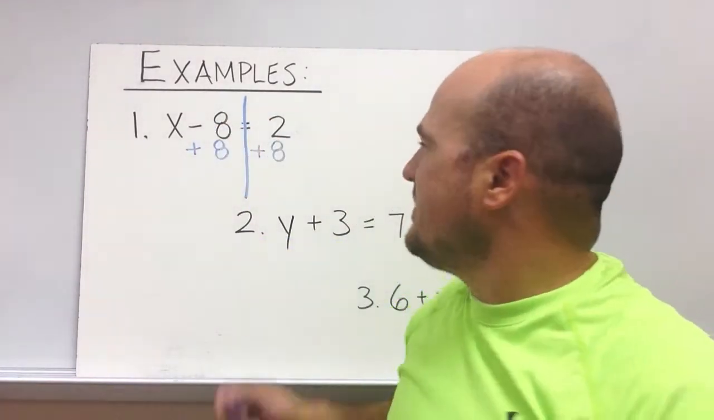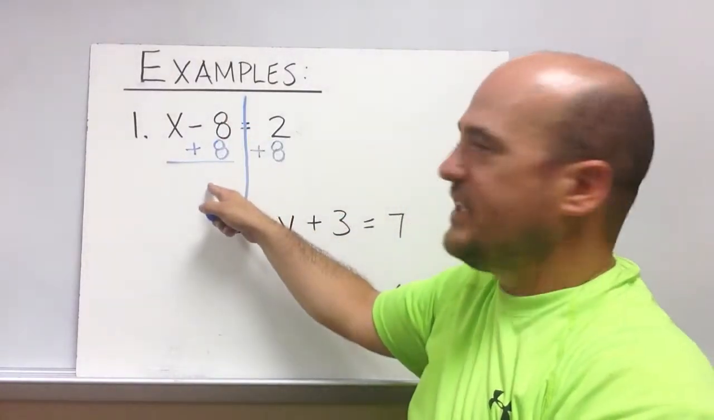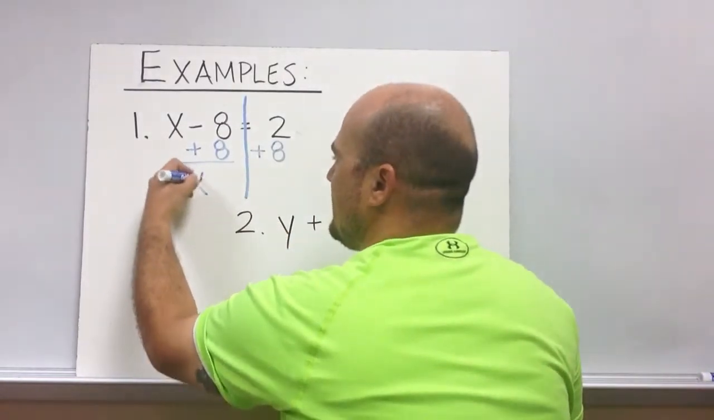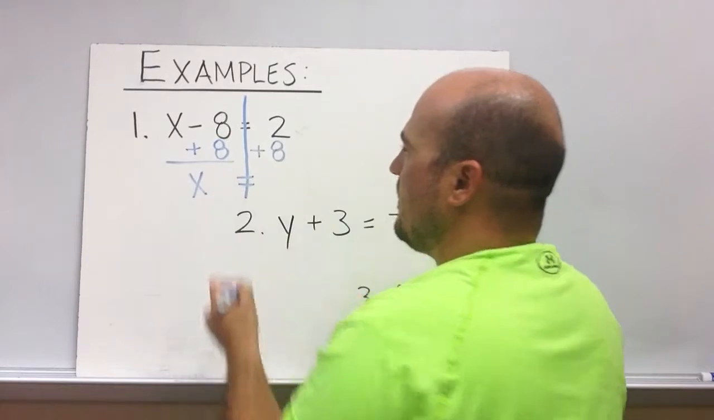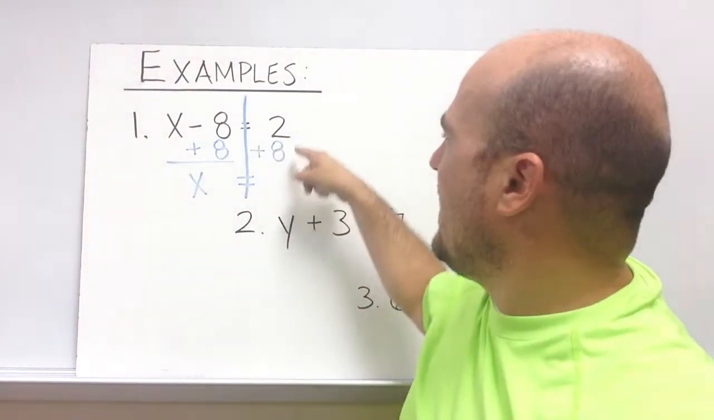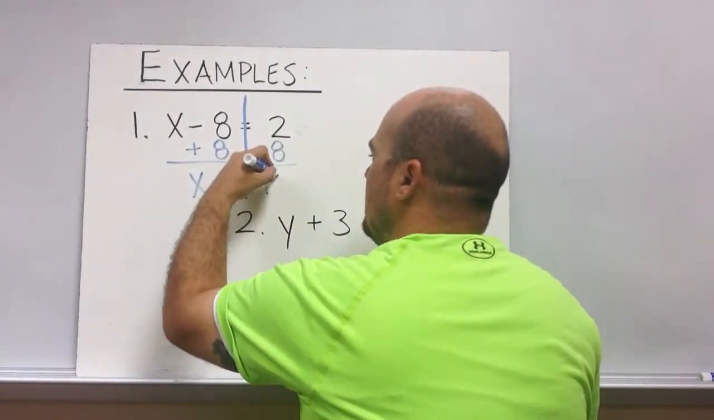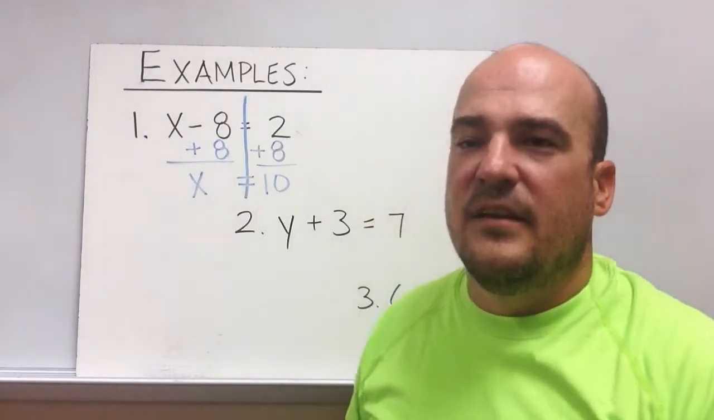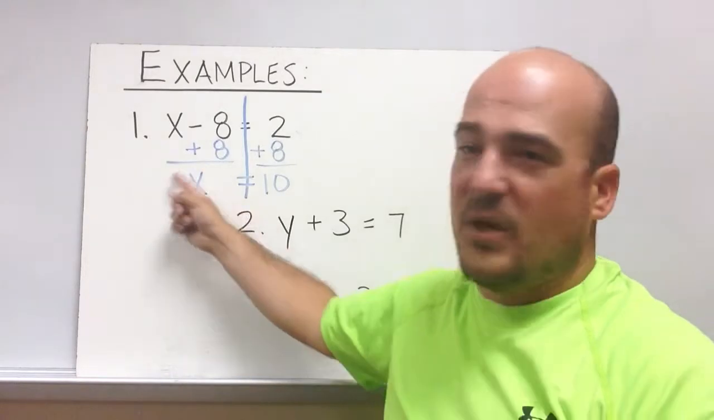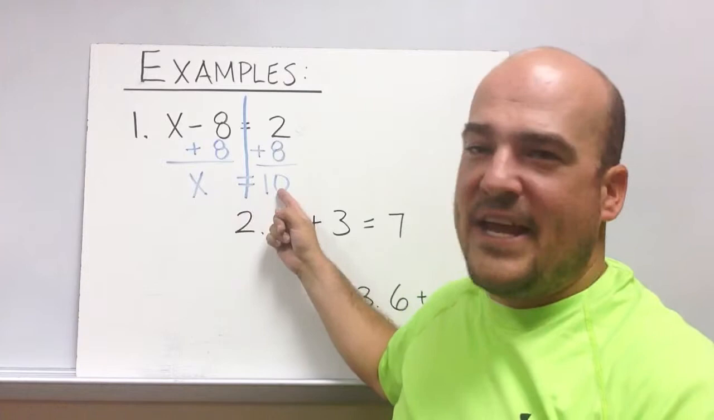There we go, that makes sense. So over here, negative 8 plus 8 equals 0, and x plus 0 is just x. So I'm just left with x on this side. I still have my equal sign in the middle. And on the right side, I have 2 plus 8. Well, 2 plus 8 is 10. So this is how I solve an equation. I found that x is all by itself now, no constants, no coefficients: x equals 10.